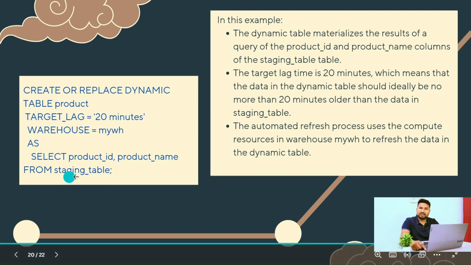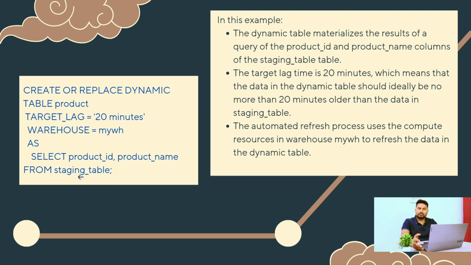And here we have mentioned from which base table we want these columns, from the staging table. In the target lag, the time is set to 20 minutes, which means the data in the dynamic table should ideally be no more than 20 minutes older than the data in the staging table.